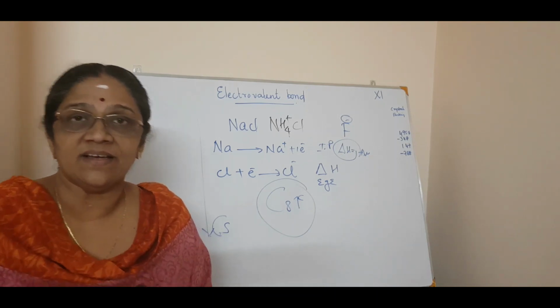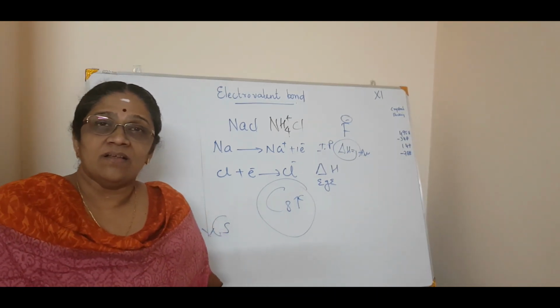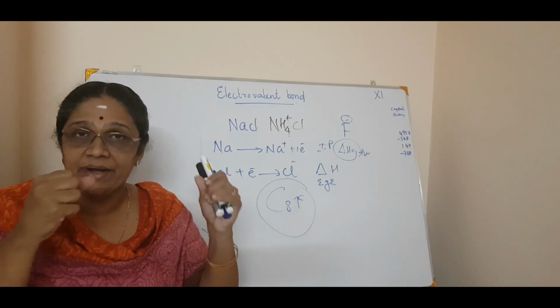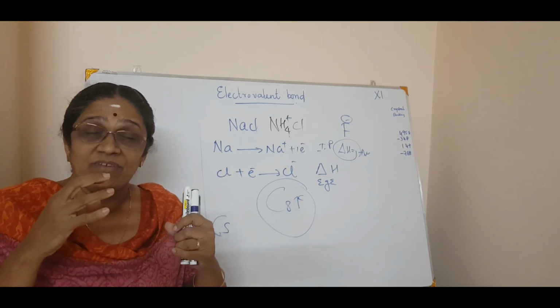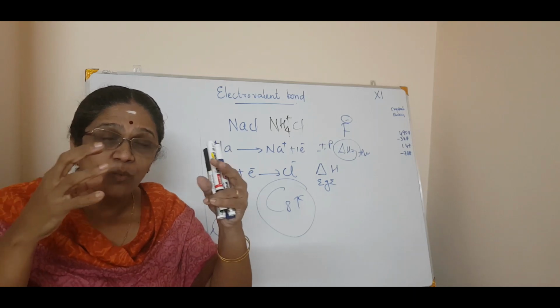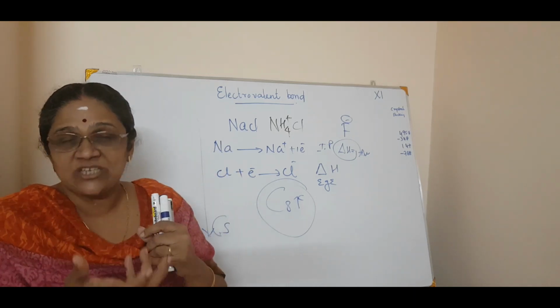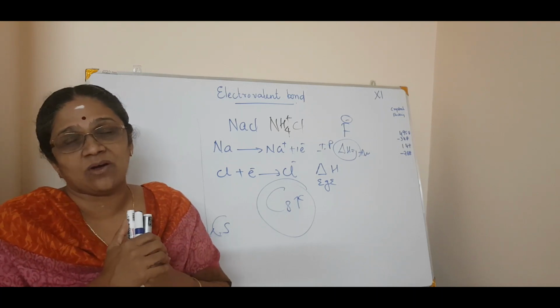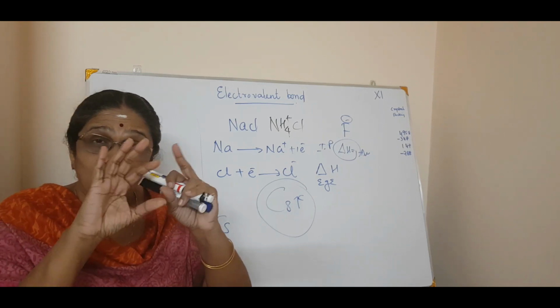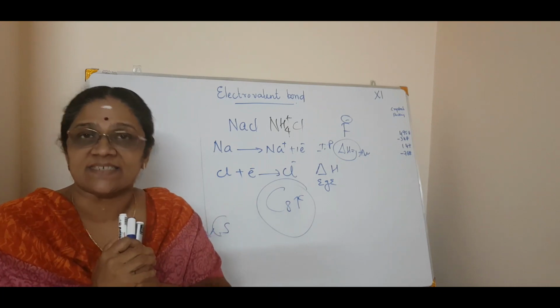Now, having said this, what happens? Now you have a positive ion and a negative ion, and what will happen? We said that this positive and negative ion will combine through what? Through Coulombic or electrostatic forces of attraction. Then they will form a three-dimensional crystal lattice.